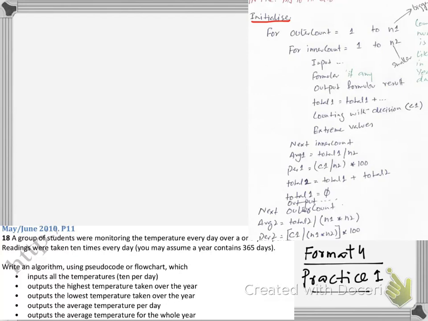Since this is 365 days count and 365 days representing a year, so it is bigger in sense. That is why this would become our outer count. So for outer count is equal to 1 to 365.